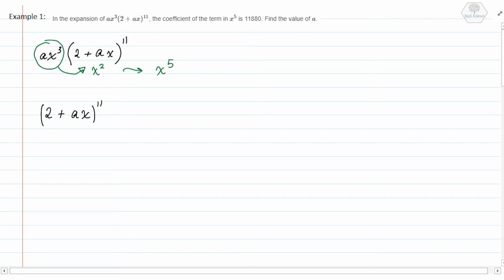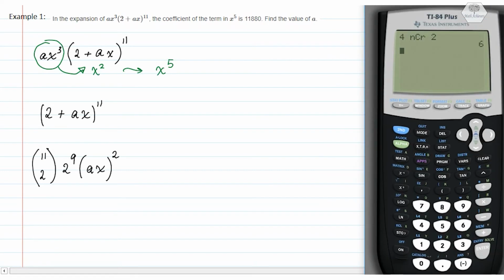So to get the x squared here, I need 11 combination 2, 2 to the power of 9 times ax, all of it squared. By this I can get the x squared, but I need to find the coefficient of x here. I need to find 11 combination 2 times 2 to the power of 9. We go to our GDC.